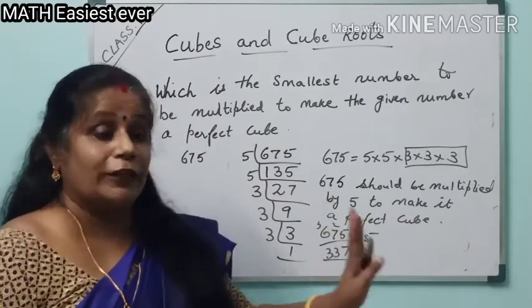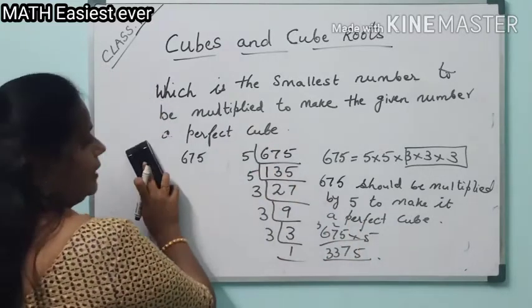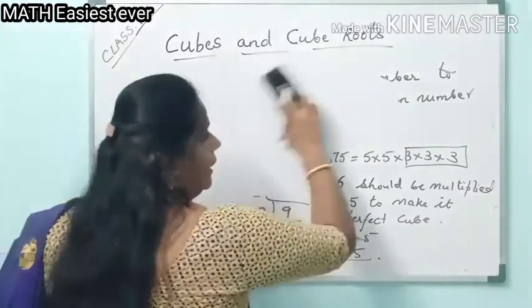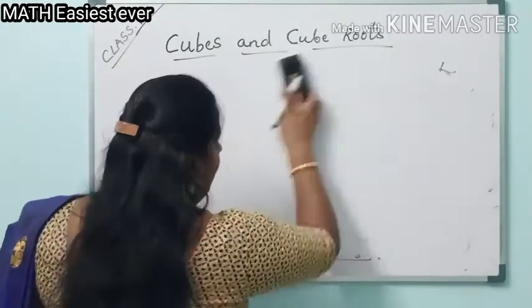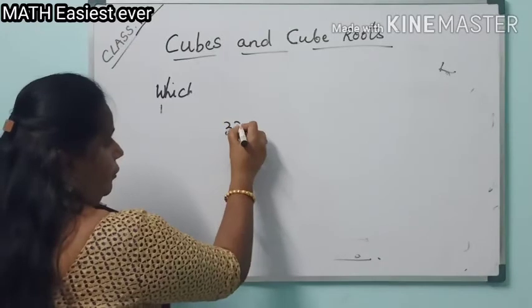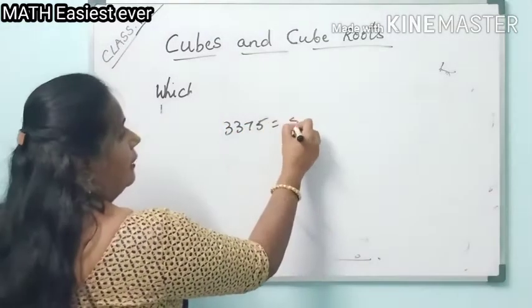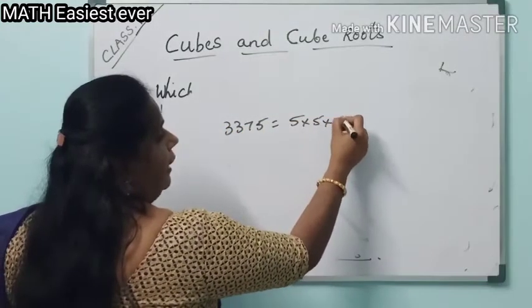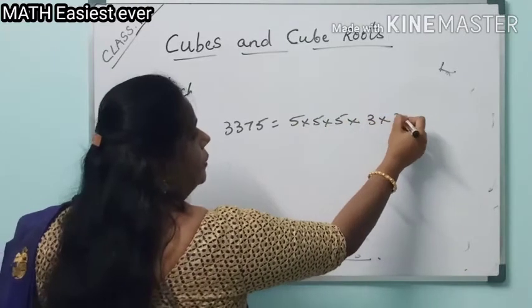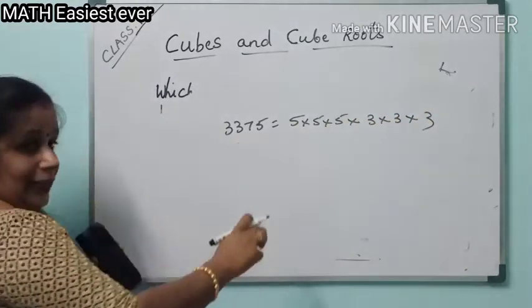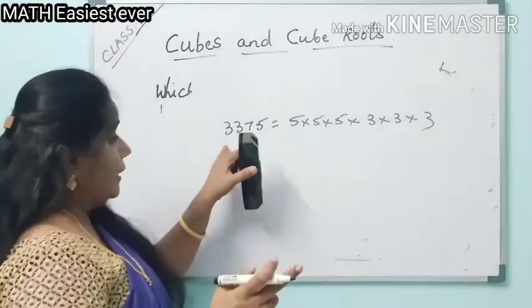3375 is a perfect cube. When you do the prime factorization of 3375, you will get 5 into 5 into 5 into 3 into 3 into 3. That is, 675 into 5 is 3375.